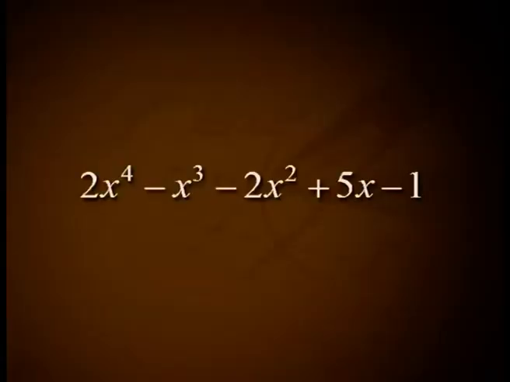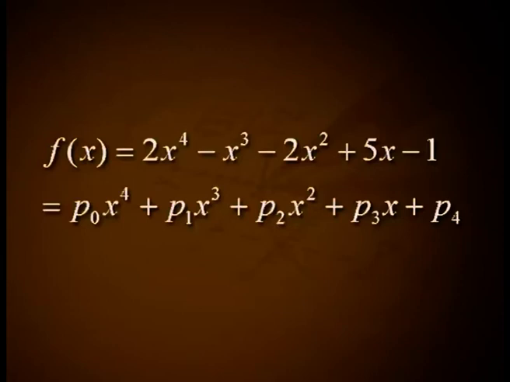Example 7. Using Horner's process, find the new polynomial as a result of changing x into x plus 3 in the expression 2 x raised to 4 minus x cube minus 2 x square plus 5 x minus 1. Solution. Here f of x equal to 2 x raised to 4 minus x cube minus 2 x square plus 5 x minus 1 equal to p naught x raised to 4 plus p 1 x cube plus p 2 x square plus p 3 x plus p 4.